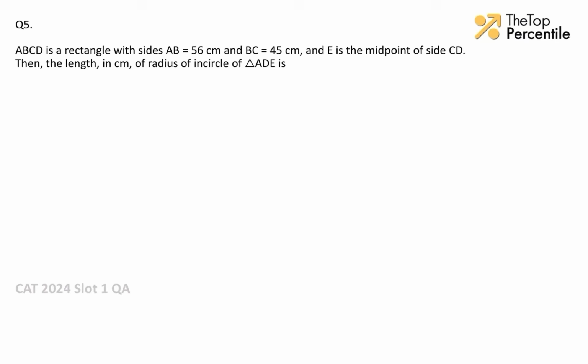So the question says ABCD is a rectangle with sides AB is 56 and BC is equal to 45 and E is the midpoint of side CD. Okay. Then the length in centimeter of radius of incircle of ADE is what? Okay. So let me draw a rectangle here with sides ABCD.